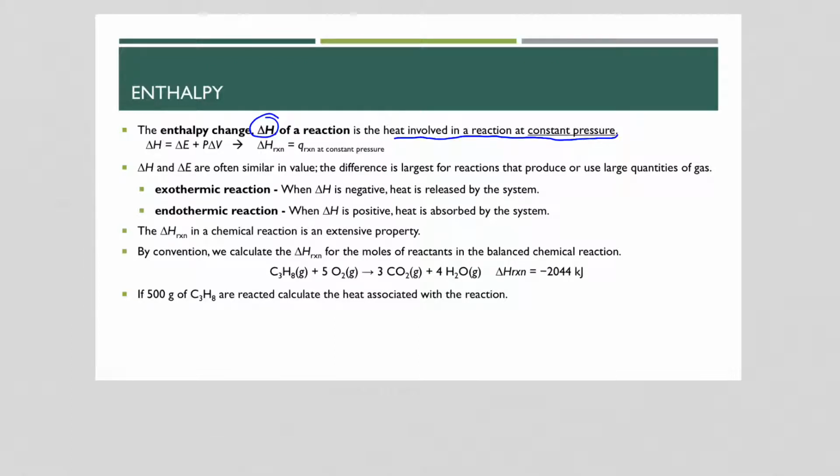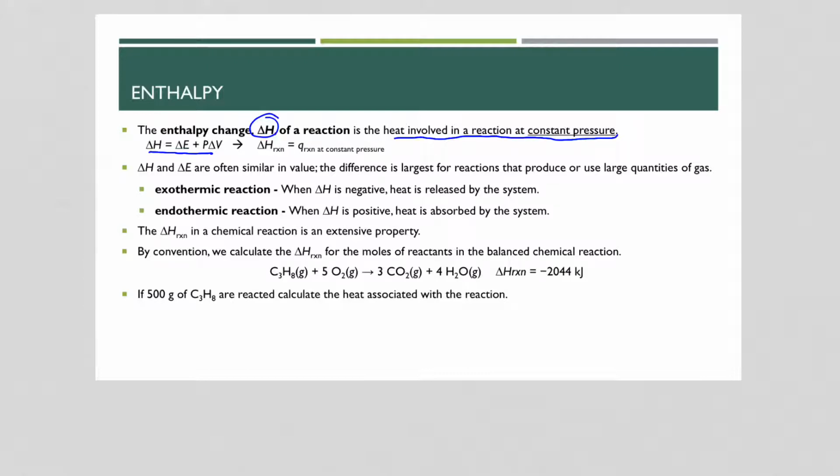So why is this useful? Well, remember that delta enthalpy can, in the form of an equation, be defined as the change in energy plus P delta V work. So this is the definition of delta H. So it's the sum of the internal energy, or the energy, plus PV, or P delta V.